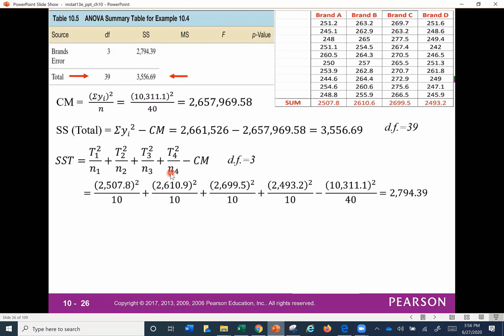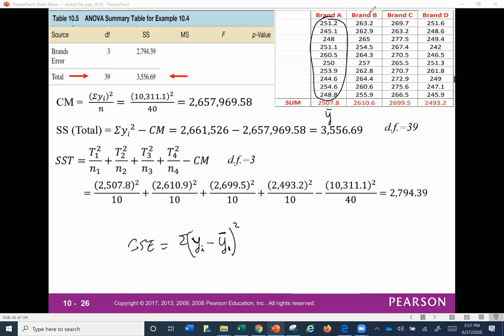To obtain the sum of squares error, we take each value minus the mean of each treatment: each value minus the treatment one mean. Then we need to square this value and sum all of these, but we have to do it with all of these values. We need to obtain the deviation of all of these values with respect to the mean of this treatment.